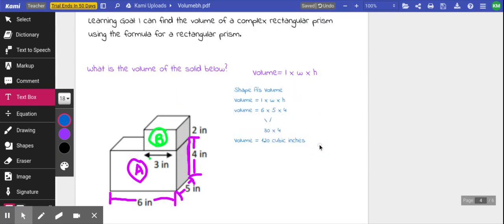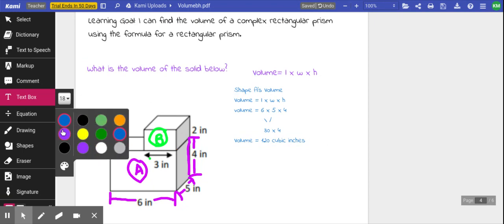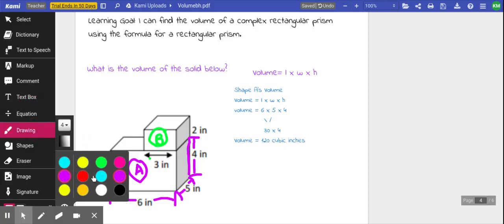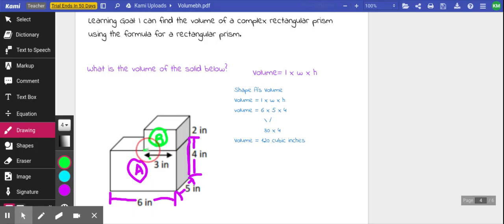Now, the first thing we're going to do is find out the length, width, and height of shape B, and we're going to use green for that. Now, it gets a little tricky. Shape B, if you notice, it tells us here, this is the length here of shape A.